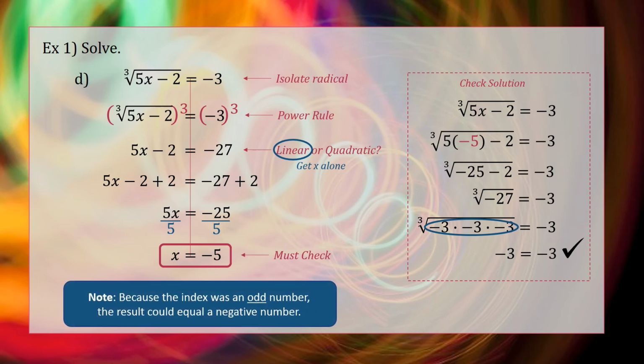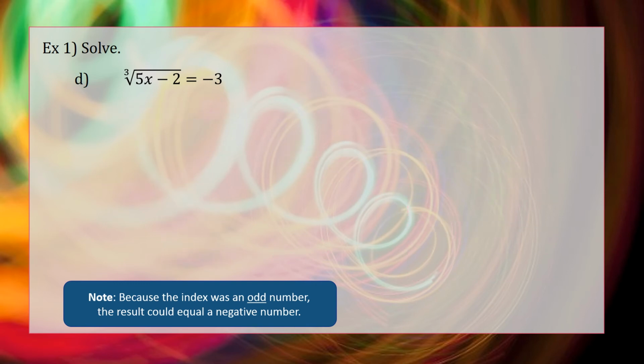Now, I do want to note something. In this case, because the index was an odd number, the result could equal a negative number. Meaning, let's take the work away and look back at what this says. Because the index was odd, a cube root, it is okay if the result was a negative.